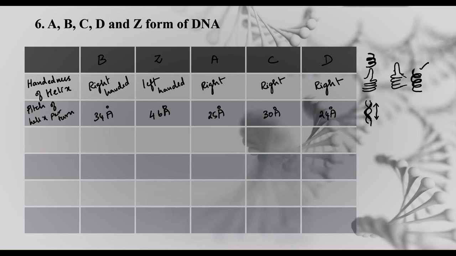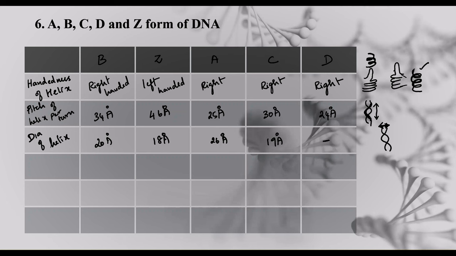The next thing is the diameter of the helix. Again, let me draw the DNA. This area is called the diameter of the helix. For the Watson and Crick model, can you remember it? It is about 20 Angstrom. For the Z, it will be 18 Angstrom. For the A, it will be 26 Angstrom. For the C, it will be 19 Angstrom. And finally, in the D, they haven't found the diameter of the helix, so we can put a slash here.